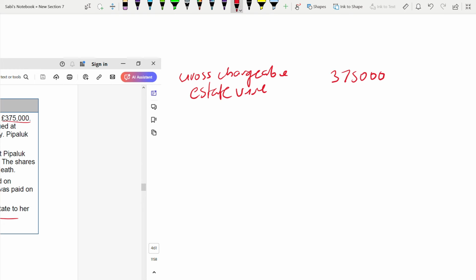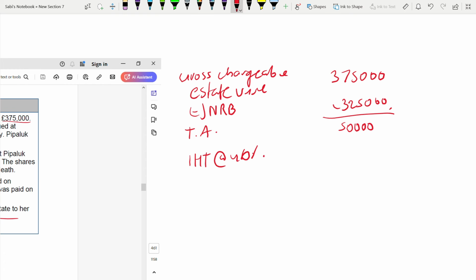Next, nil rate band. Because no lifetime gifts, so 325,000. Fully used, leaving 50,000. Taxable amount is 50,000. Now IHT is on the taxable amount at 40%, so 40% of 50,000 is 20,000.